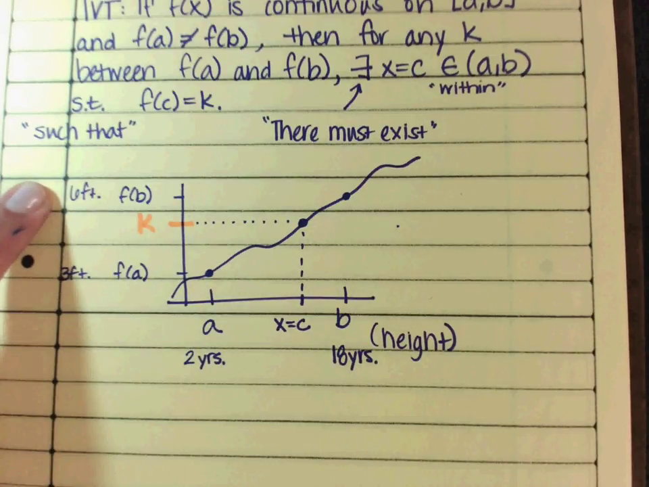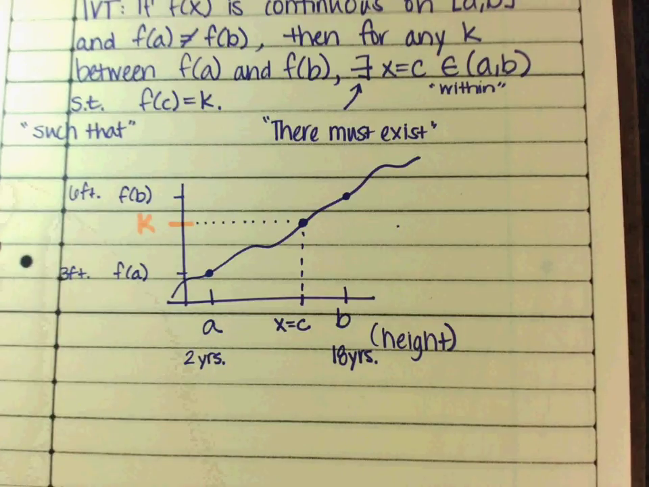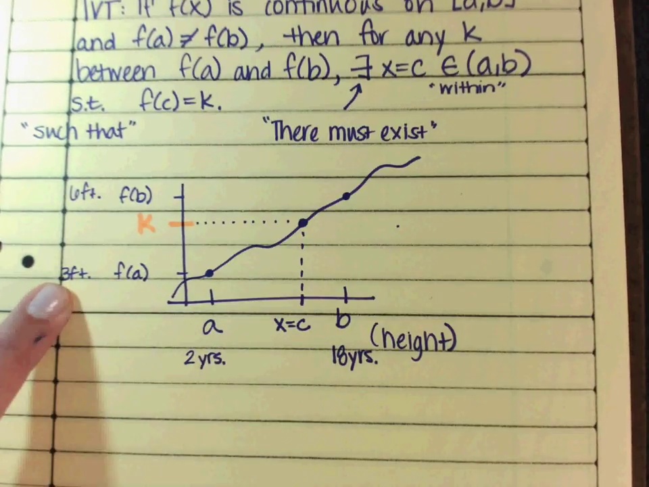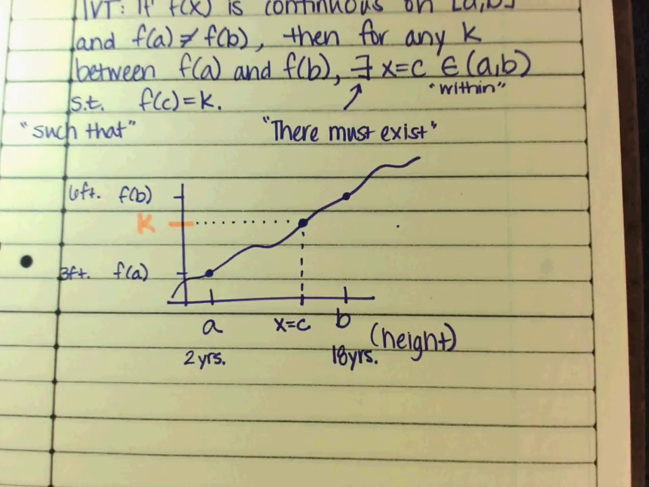5 feet. Must there have been a day when you were 5 feet tall? Yes. Must there have been a day when you were 4 feet tall? Yes. Now, must there have been a day where you were only 1 foot tall, since you were born between 2 and 18? No. Because think about it. If you were already 3 feet tall, would you have gone back down to 1 foot? No, that doesn't make sense. So what it's saying is that if you pick a y value in the middle, you must have hit that y value somewhere between the x's as well.